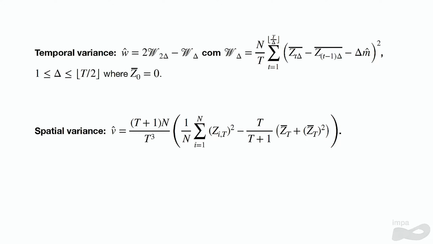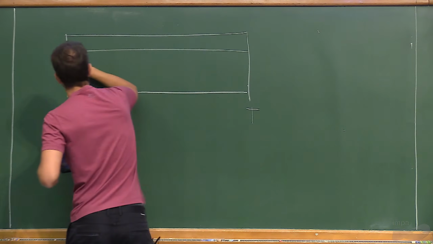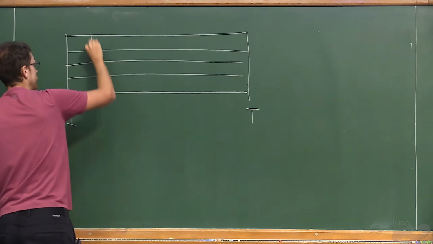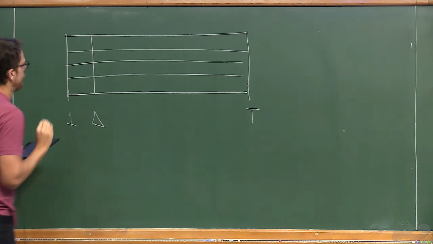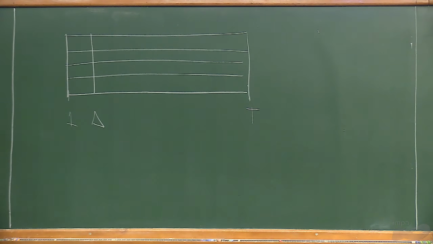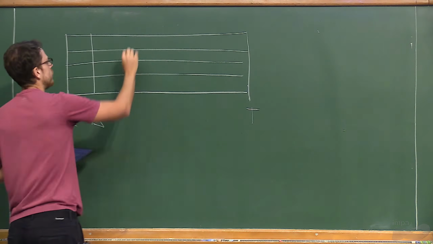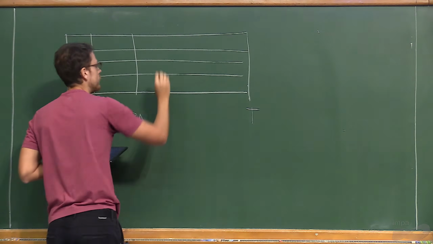So I do this on the blackboard. For the temporal variance, imagine that here is my time window T. Each line here corresponds to the activity of a given vertex, okay? And what I do here is, first of all, some binning of this interval 1 to T, where the bin size is some quantity called delta. So I have delta, 2 delta, and so on.